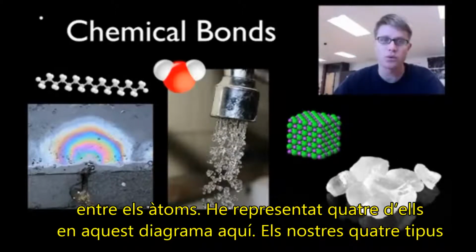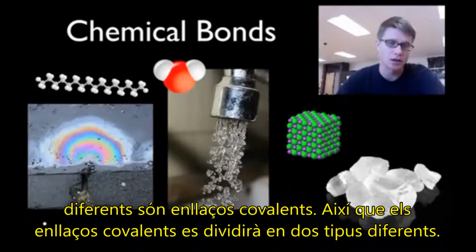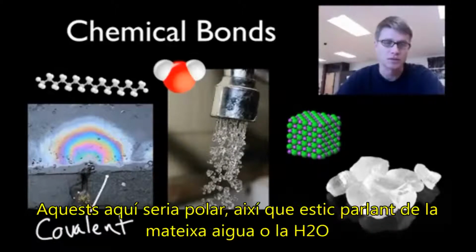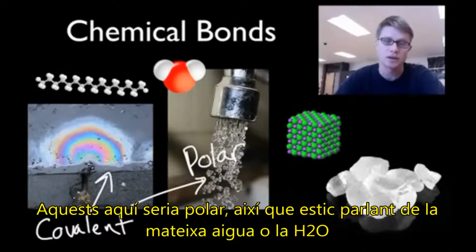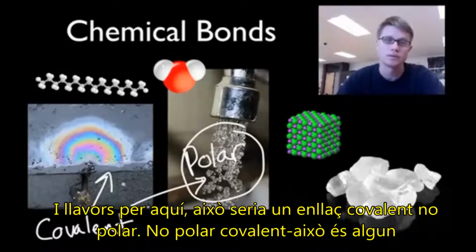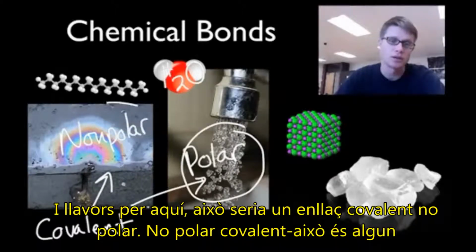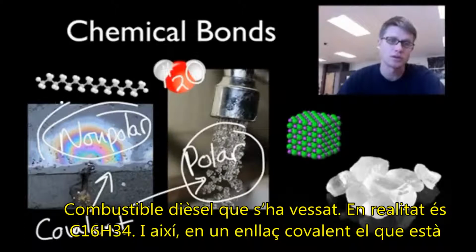I've pictured four of them on this diagram right here. Our four different types are covalent bonds. Covalent bonds are going to be broken into two different types. These ones right here would be polar, so I'm talking about the water itself, or the H2O. And then over here, this would be a non-polar covalent. Non-polar covalent, this is some diesel fuel that's been spilled.